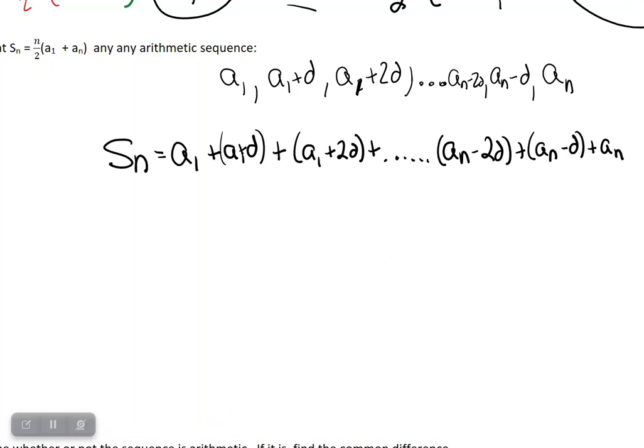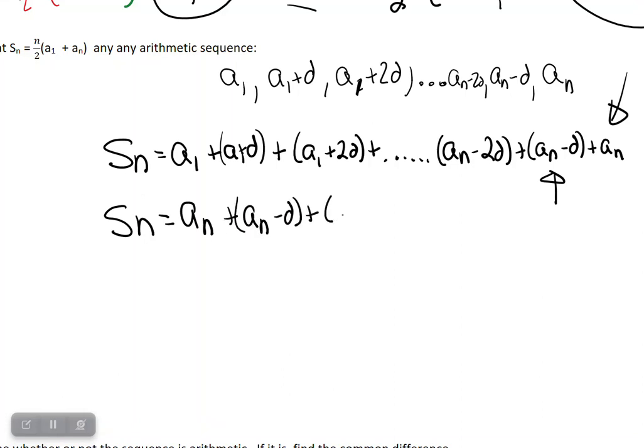Now what I'm going to do next is take the same summation and rearrange it. So I'm going to take these numbers down here and list them first. So a sub n, then this next one, plus a sub n minus d. And I'm going to keep going, just again reversing the order of this. You'll see why I do this in just a little bit.